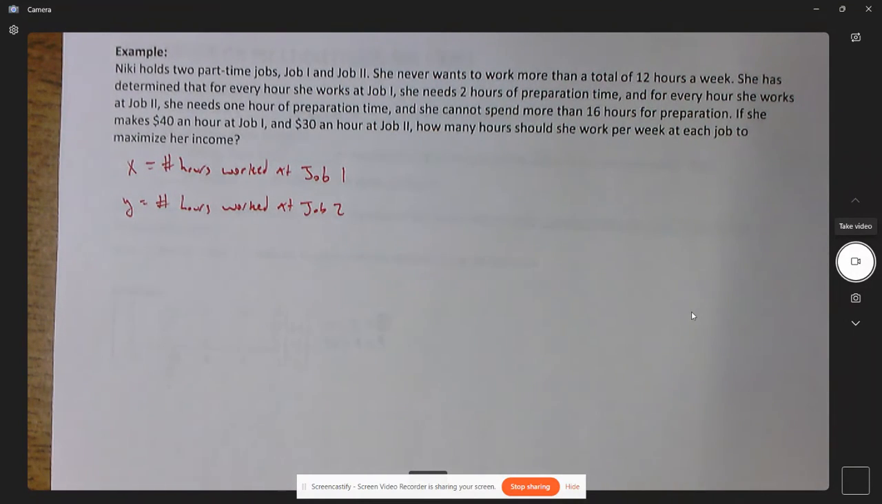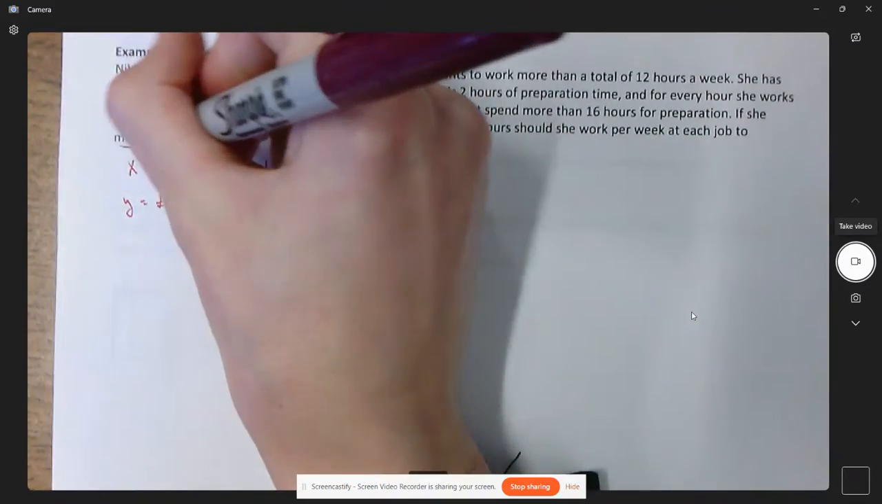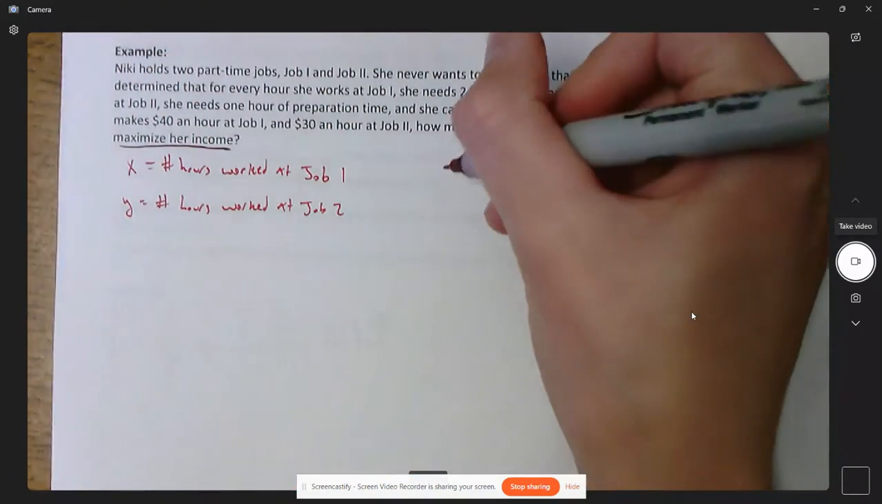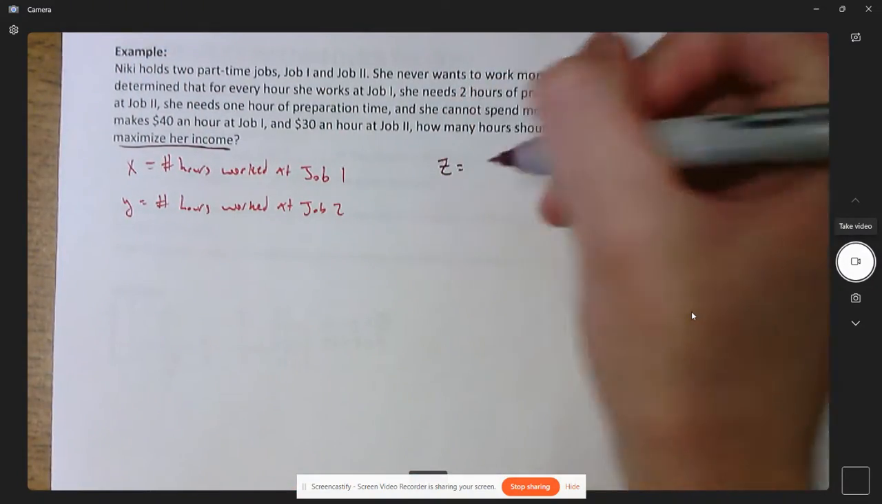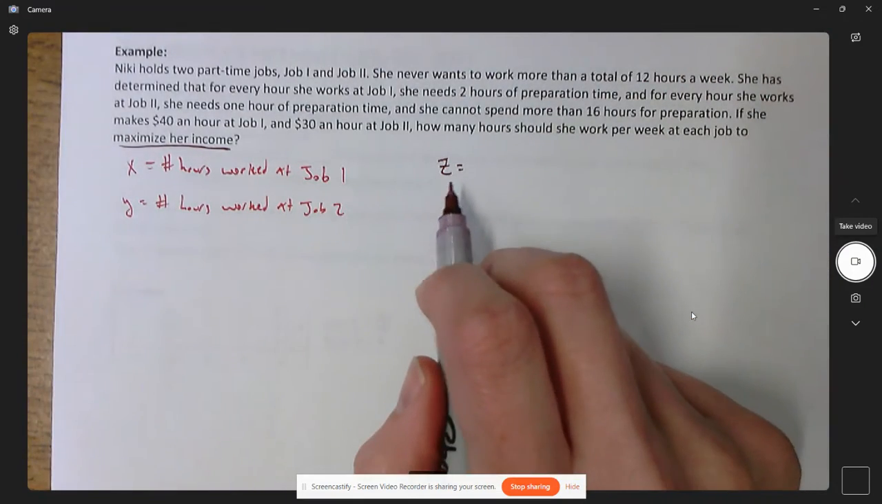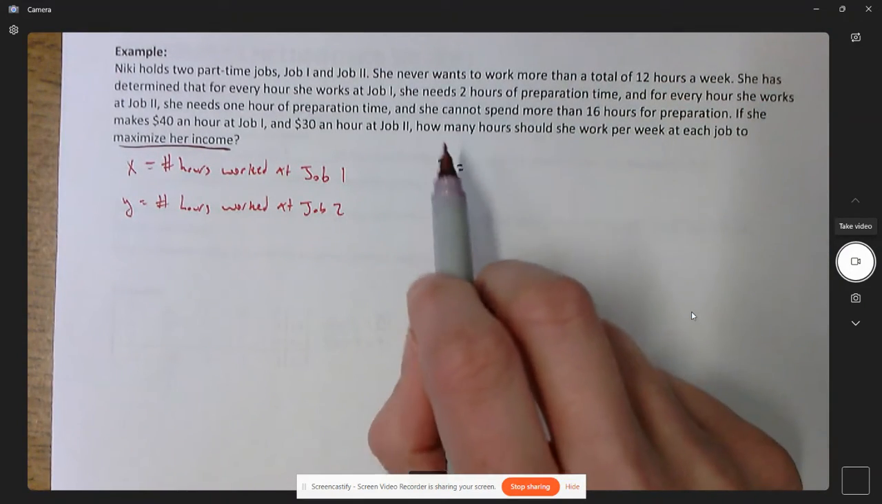So next I'm going to write the equation that we're trying to maximize, right? So we've got our objective function and we've got our constraint functions. I'm going to write my objective function now. Okay, so we want to maximize income. So I'm going to write an equation for Z, which is going to be the income that we're trying to maximize. So what do we know about incomes here?